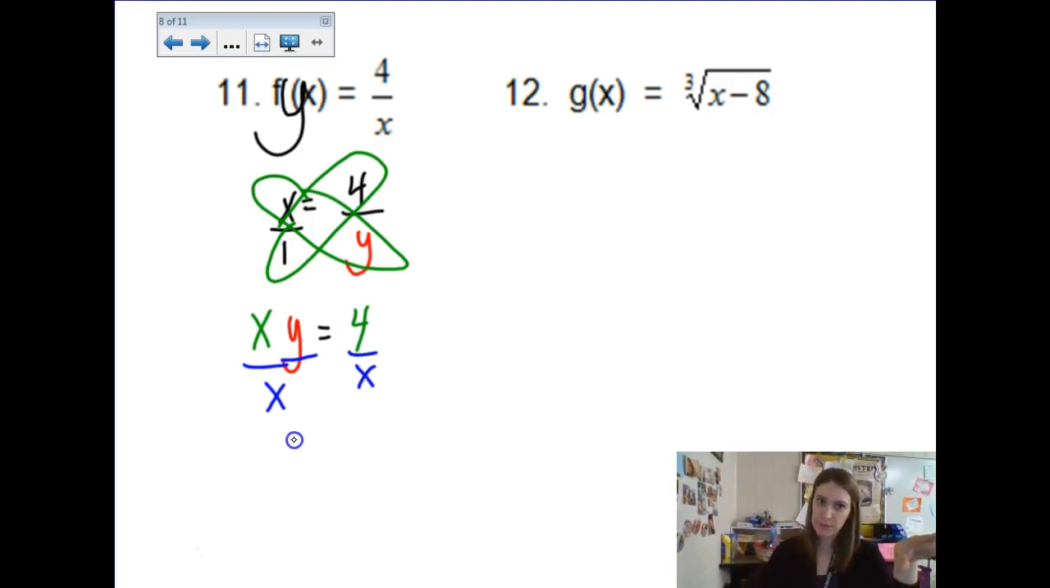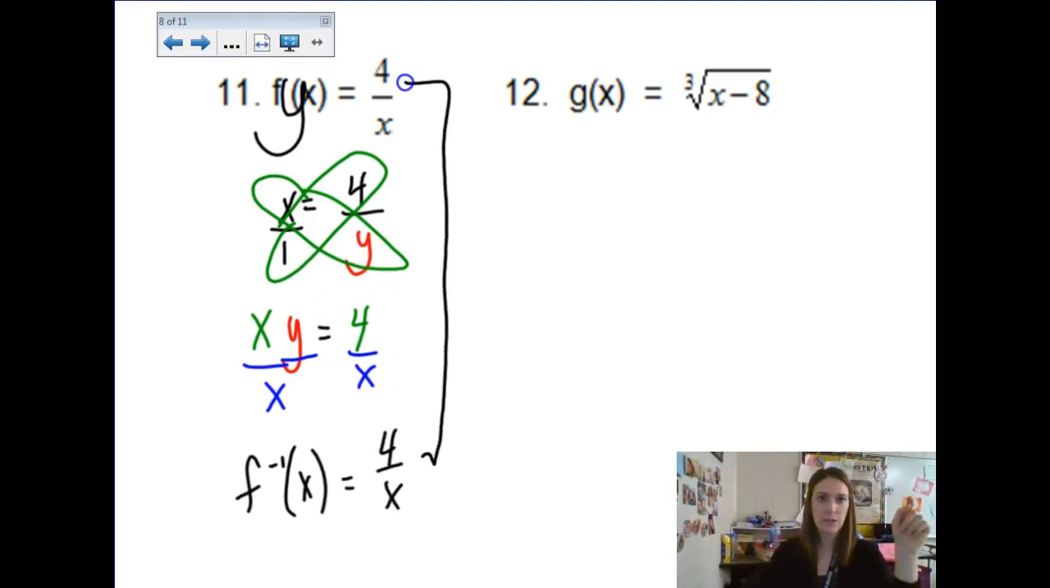So this is a little unusual. And again, I'm not going to call it y inverse because the original function was f of x. I'm going to call this the inverse of function f. Alright, 4 over x. Do you notice anything kind of weird? The original and the inverse are the exact same function.